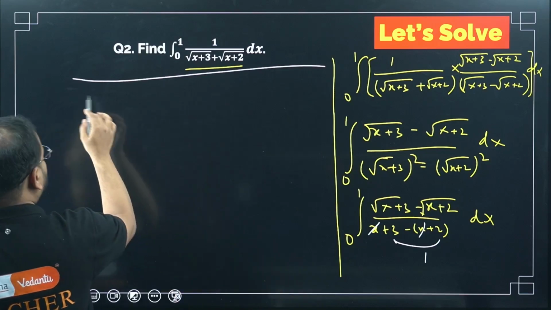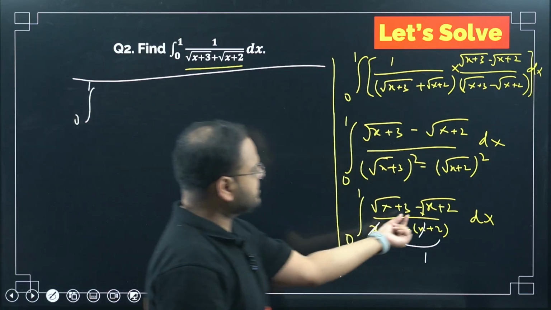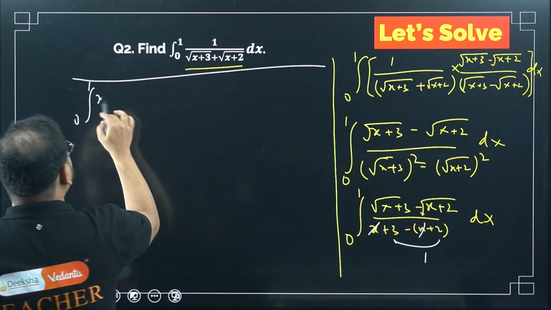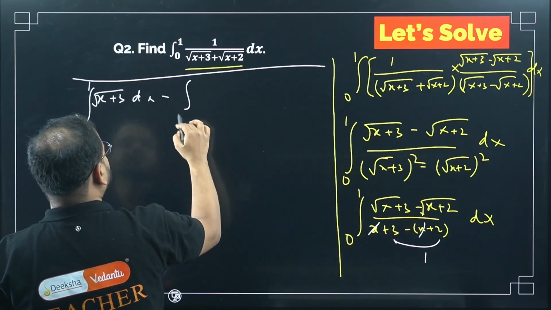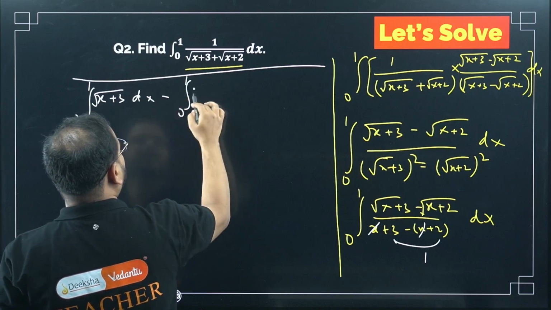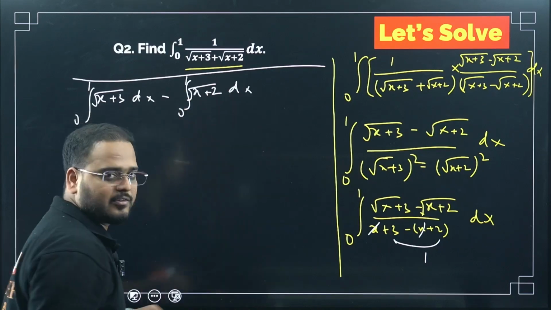Simply this will be the integration from 0 to 1. I can separate this integration for this minus sign. I'll get what? Integral from 0 to 1 of √(x+3) dx minus the integral from 0 to 1 again, what am I going to get? √(x+2) with again dx. Yes or no? Yes, sir.